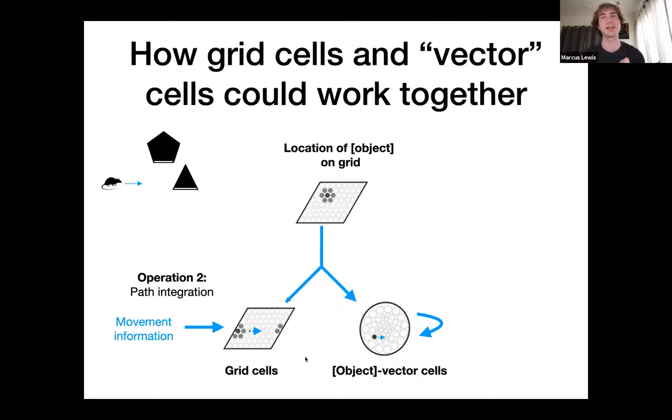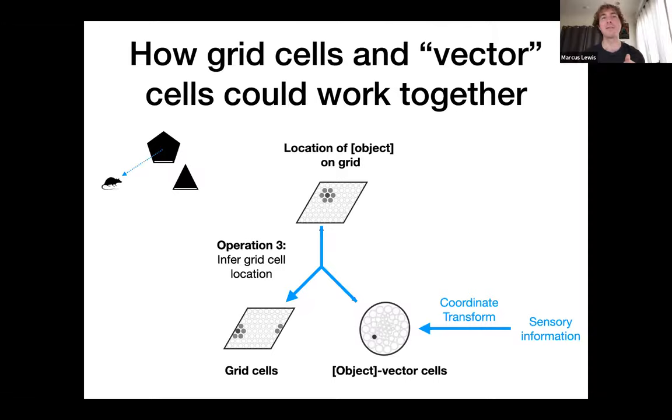Third operation is inferring the grid cell location from sensory input. So this gets back to how if an animal comes back into a room, its grid cells are re-anchored the same way they were before.